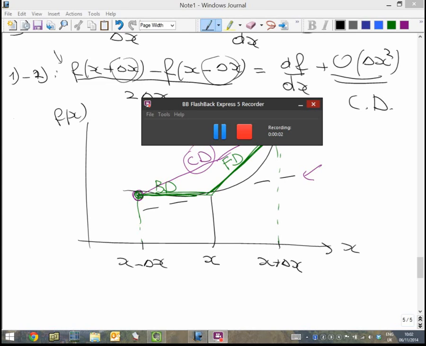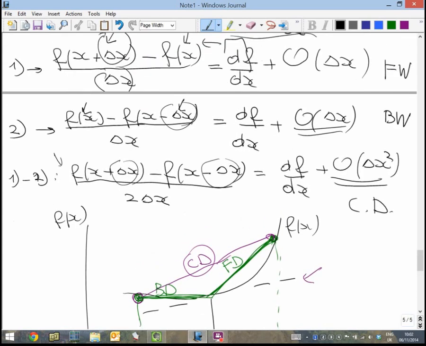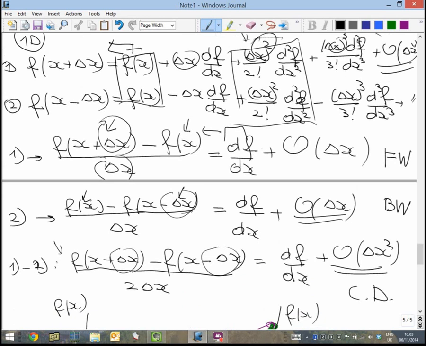Okay, so that was the first order derivative. Let's now look at the second order derivative. So how do we get that out of the equations we have? Well, if you look at equation 1 and 2, obviously there's a second order derivative in there.